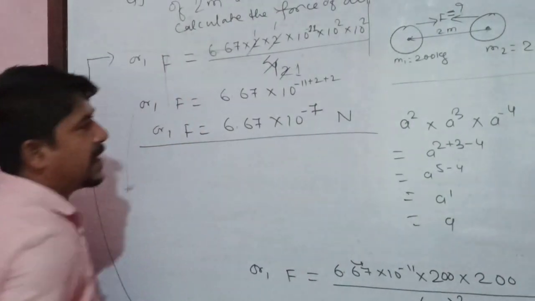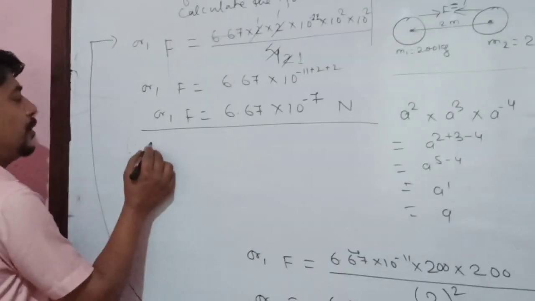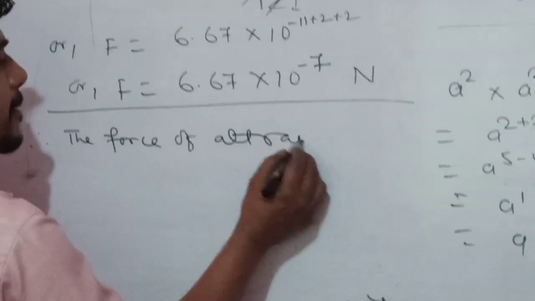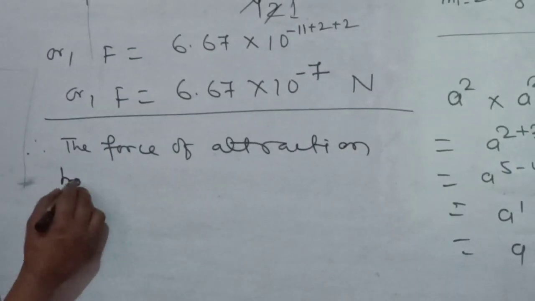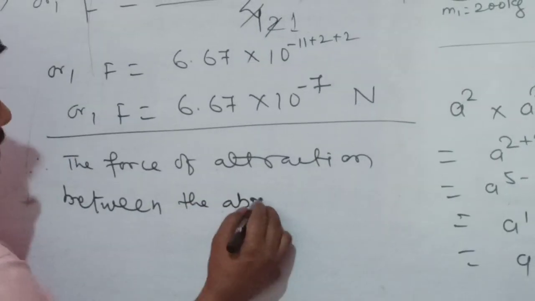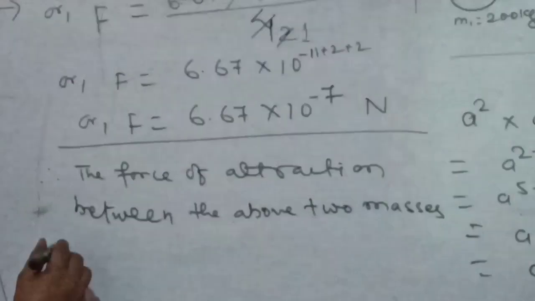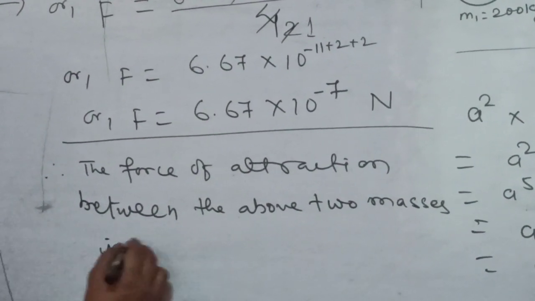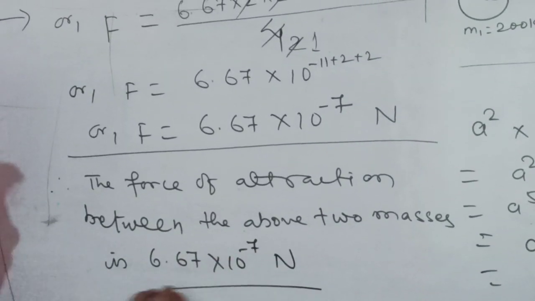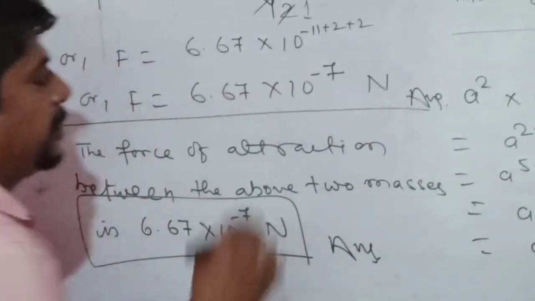So finally, what is the answer? The force of attraction, therefore, we will write here in a sentence. Therefore the force of attraction between the above two masses, the masses given in the question above, is 6.67 into 10 to the power minus 7 Newton. This is your answer. This is your answer. We write ANS like this for answer.